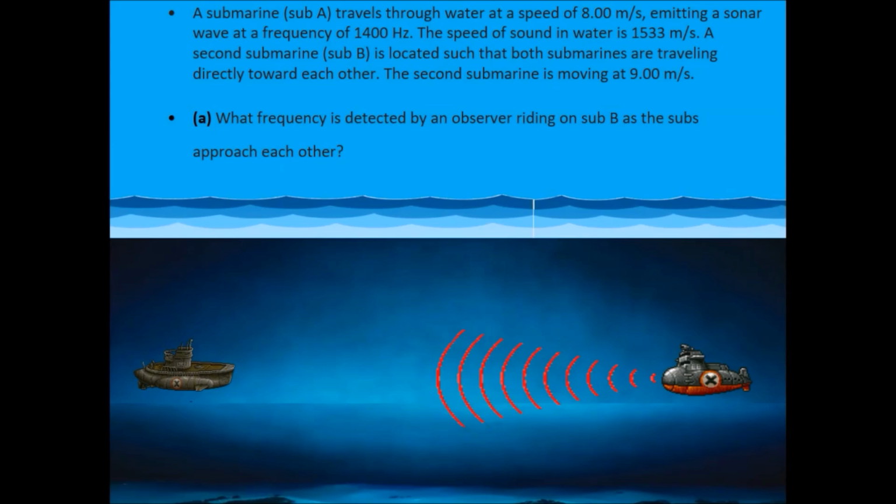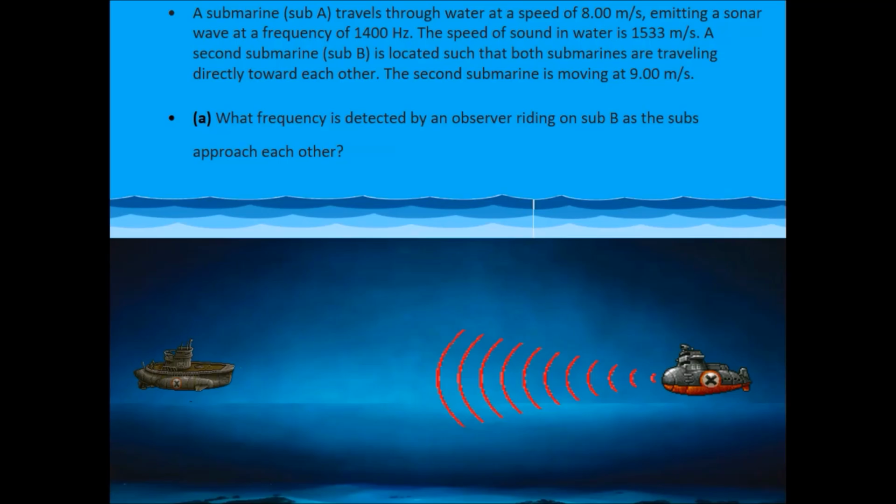What do I mean by this? The best way to show it is with an example. Here we have a submarine, submarine A, moving at a speed of 8 meters per second, emitting a sonar wave at a frequency of 1400 Hertz. The speed of sound in water, let's say, is 1533 meters per second.